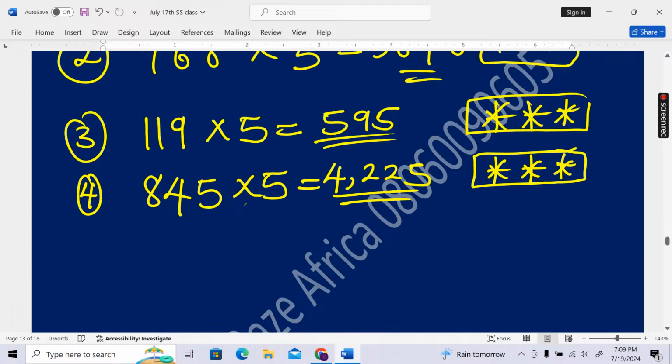Now, what other mental math concepts are we going to learn? All these concepts we are learning are useful for you when you're solving your regular mathematics in school. Very important.